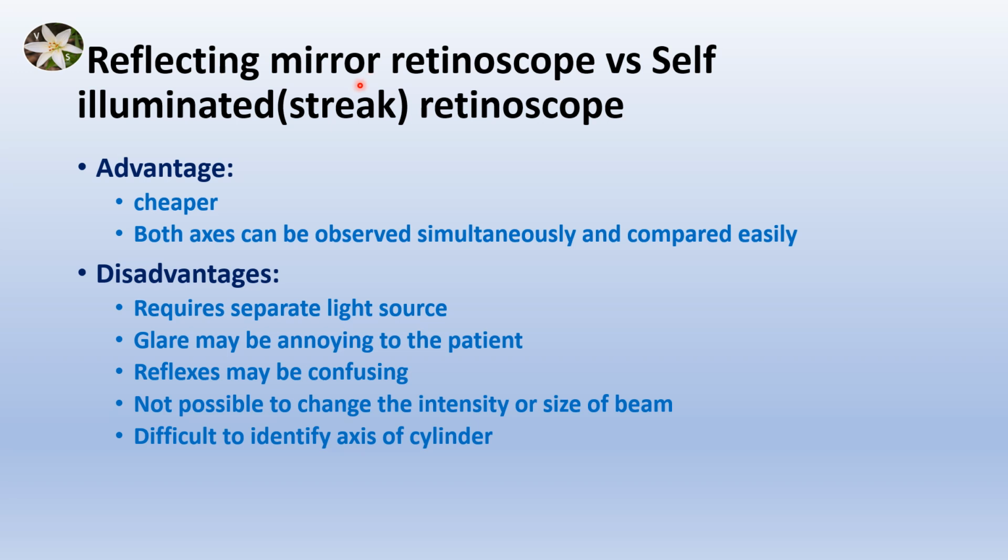The reflecting mirror retinoscope has certain advantages over the self-illuminated streak retinoscope in that it is cheaper and both axes can be observed simultaneously and compared easily.